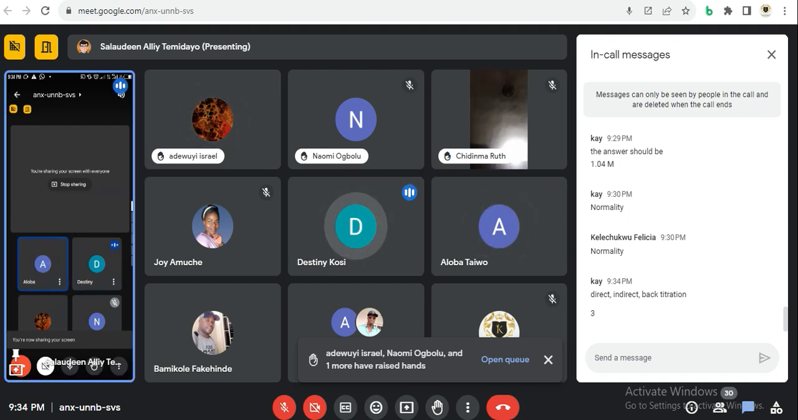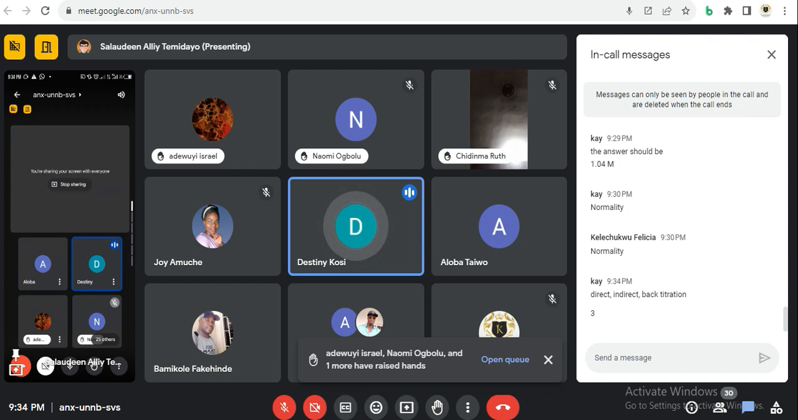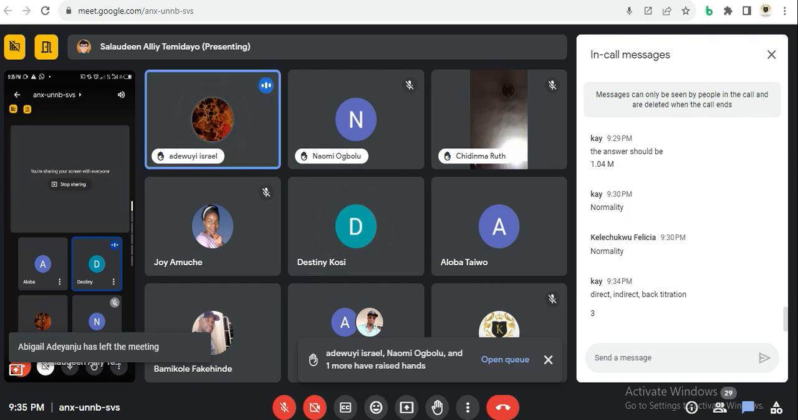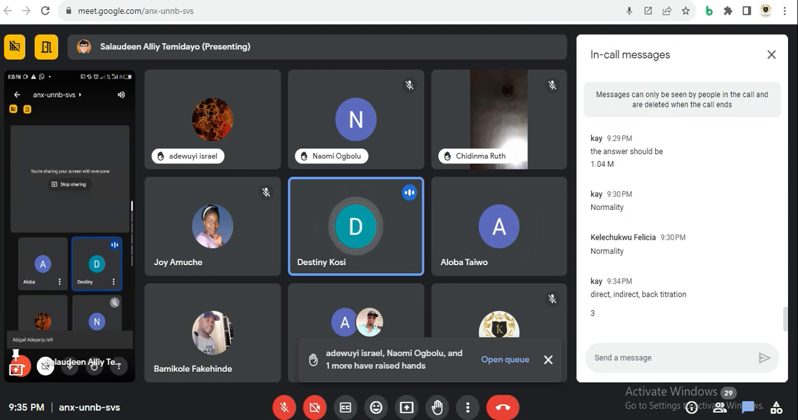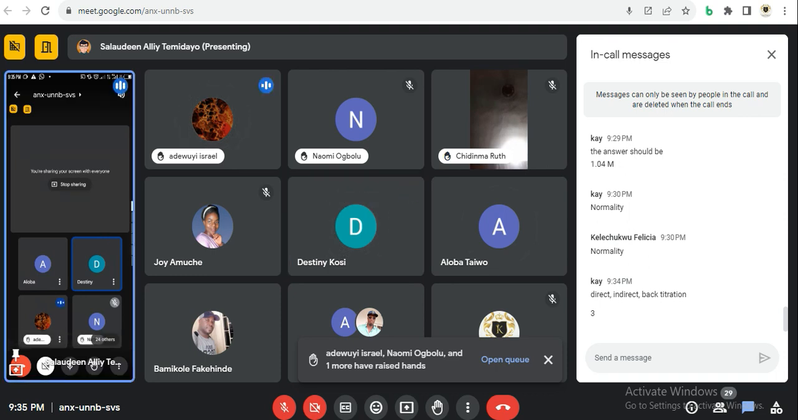The direct is the titration of acid and base, that's mixing acid into base. The indirect, the back. Okay, I think it's the three. I think I agree with you, that's the correct answer. It's three. I actually thought four before, but it is direct, indirect, and back titration.